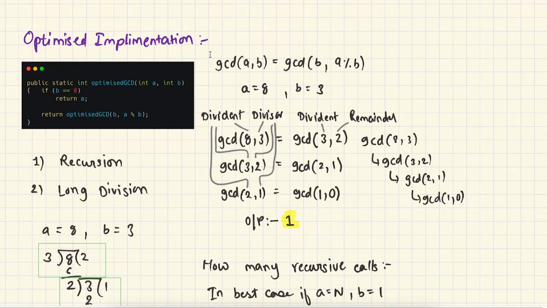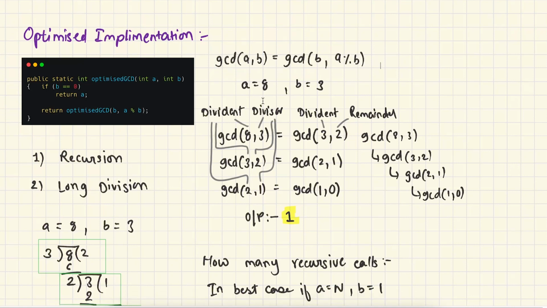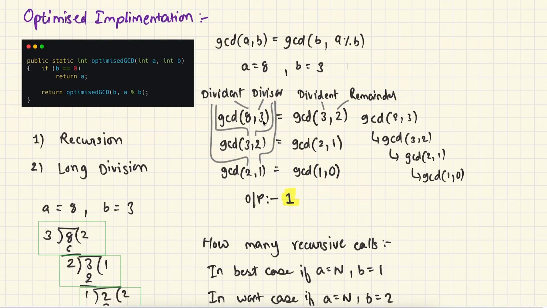So now if we have to write the recurrence relation of this function, we can write GCD of A and B is equal to GCD of B, comma A modulus B. So let's understand this with an example. Let's say A equal to 8 and B equal to 3. So we call this function by passing 8 and 3 in place of A and B.